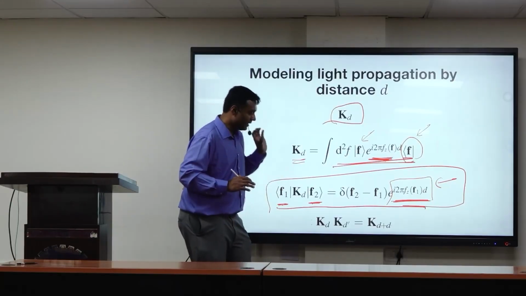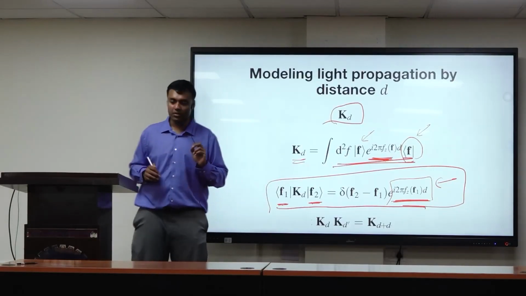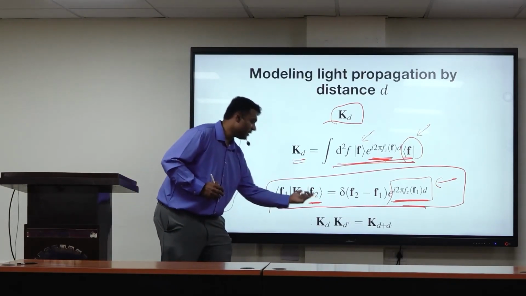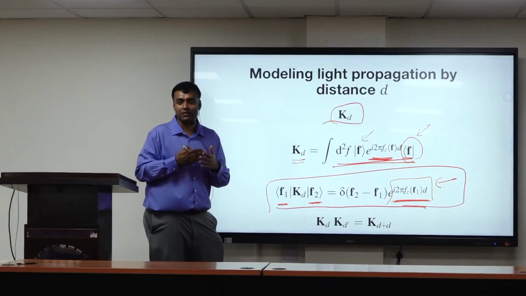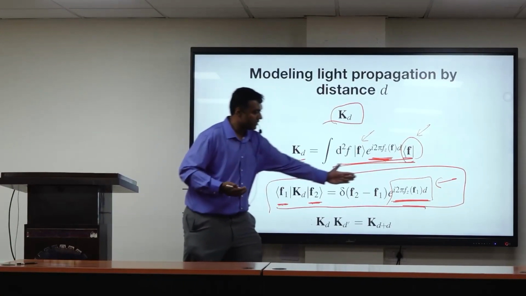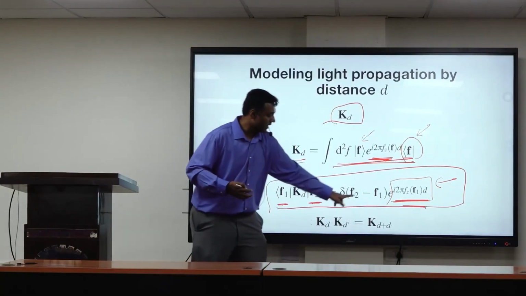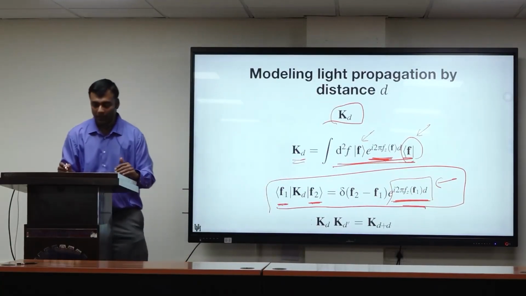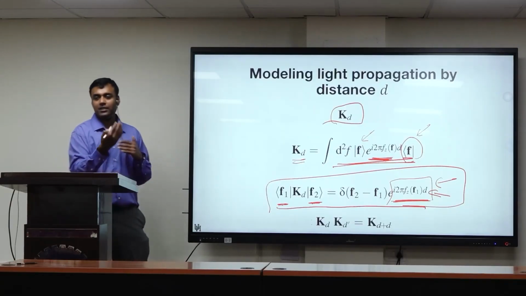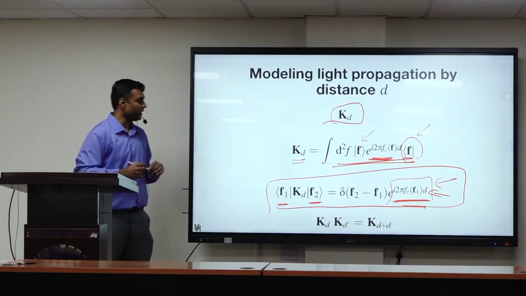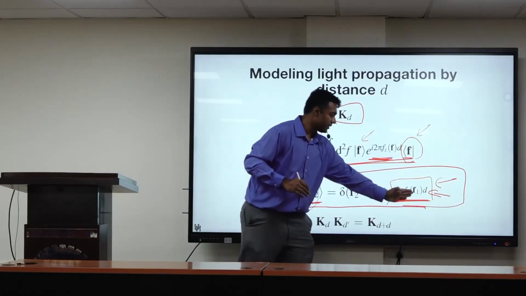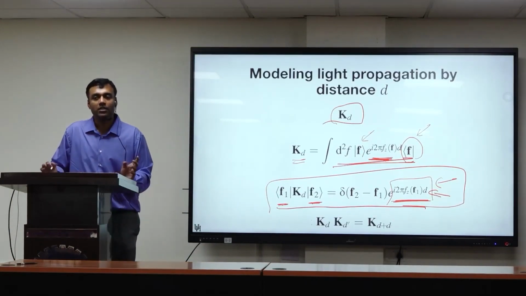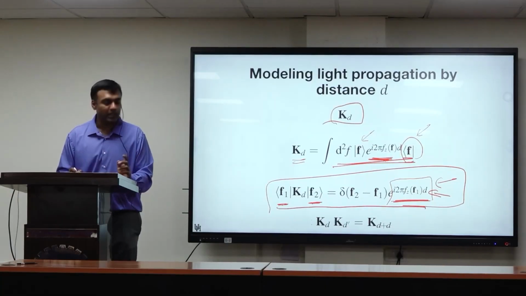But the way of thinking about it is, this operator takes a certain wave in the Fourier domain which is going in a certain direction, and takes it to the other side. It continues to be in the same direction, and all it has done is accumulate some amount of phase. The amount of phase is proportional to the distance d in the exponent, e to the i 2 pi f_z times d. So it has accumulated a certain amount of phase. This is how you think of light propagation.